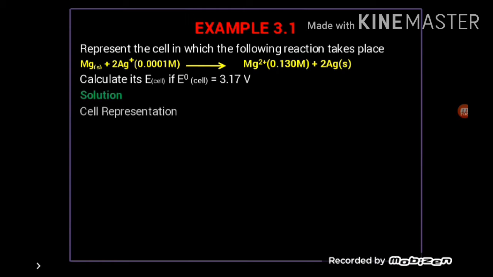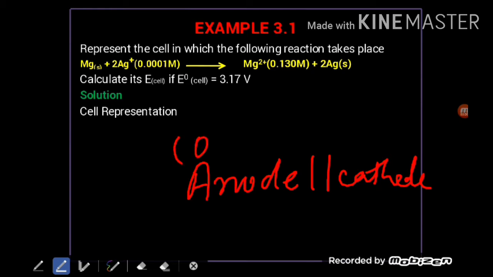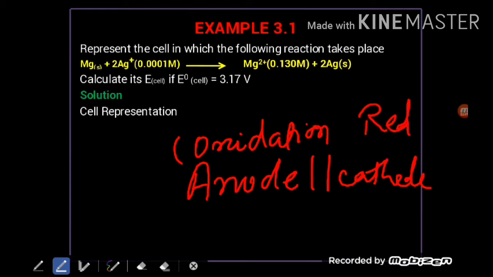The representation of cell. In my previous video I told you how we can represent a cell. A simple task is to represent a cell. First we write the anode, then two vertical lines, then the cathode. I told you that at the anode oxidation reaction always takes place, and at the cathode the reduction reaction takes place. So the first task is to find out the species undergoing oxidation and the species undergoing reduction.